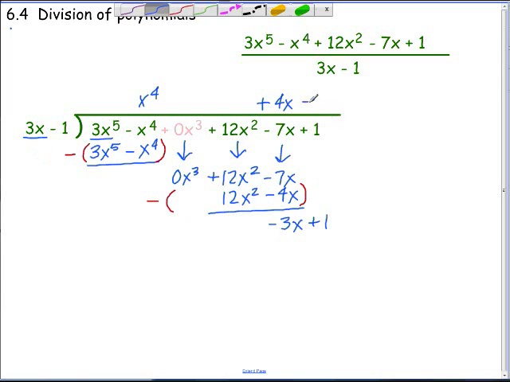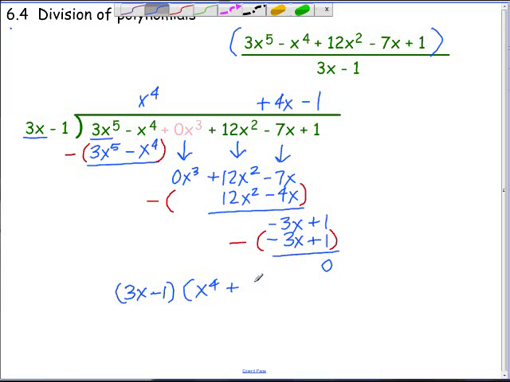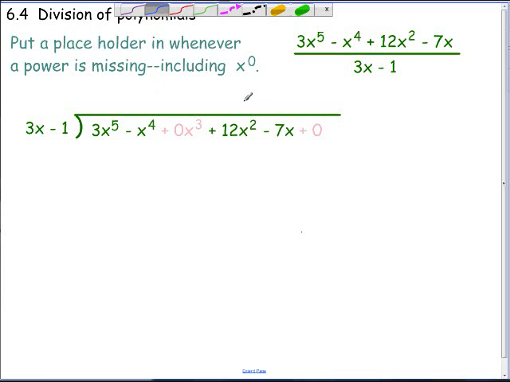What do I need? I need a negative 1. Negative 1 times 3x will give me the negative 3x that I need to match this. And a positive 1. When I subtract it, I have a very satisfying answer. I get a remainder of 0. So I can say that the factors of this polynomial are 3x minus 1 times x to the 4th plus 4x minus 1. You can already see that knowing how to divide polynomials can be a big help in being able to factor, or in figuring out whether or not there is a factor.